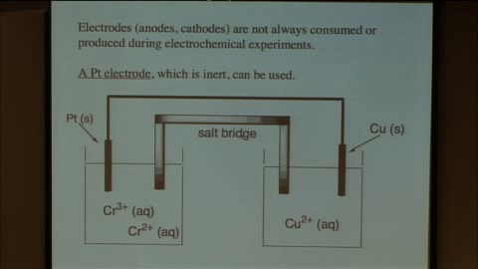Let me tell you a little bit more about types of electrodes that can be used. It's not always true that you have to use electrodes that are going to be consumed or have species deposited on them. You can use an inert electrode, such as a platinum electrode, and here is an example of that. This cell has a platinum electrode, and in the reaction that's happening, you actually have 2 things in solution instead of going from a solid to a solution. So this is just another example of a type of cell.